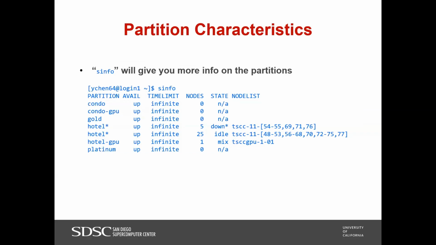Once logged into the TSCC 2.0 login node, you can use some SLURM commands to find more details about the partitions. Like the one I'm showing here, sinfo will give you more information on the partitions. If you type sinfo on the login node, you will find the information about hotel and hotel-GPU. In this example, when I was running sinfo, there are 30 CPU nodes in total in the hotel partition, as well as one GPU node in the hotel-GPU partition. Other partitions have zero nodes at the moment.